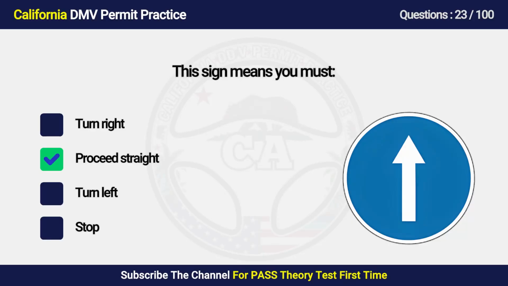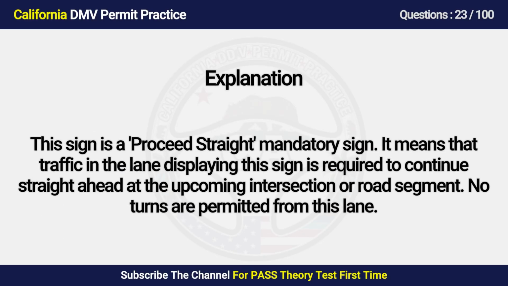Answer is B. Proceed straight. This sign is a proceed straight mandatory sign. It means that traffic in the lane displaying this sign is required to continue straight ahead at the upcoming intersection or road segment. No turns are permitted from this lane.